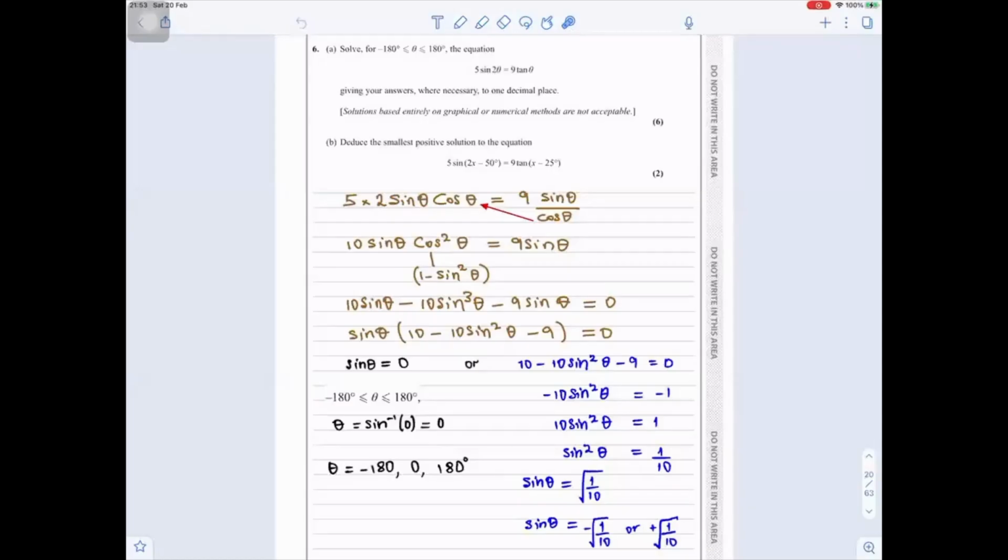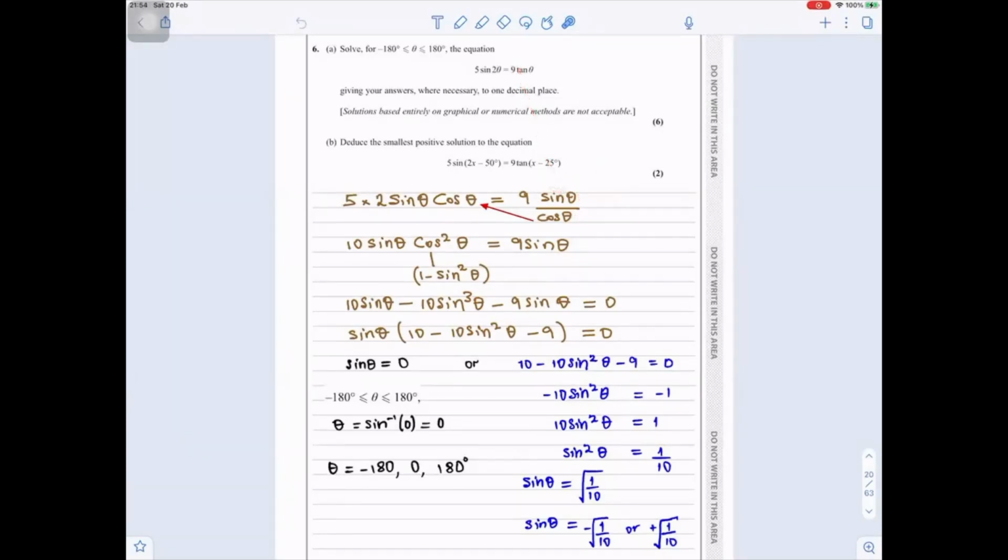Question number 6. Solve for minus 180 to 180 degrees. 5 sine 2 theta equals 9 tan theta. So we can write sine 2 theta as 2 sine theta cos theta. You must remember that conversion. The 5 times the 2 will give us 10. And we can write tan theta as sine theta over cos theta.